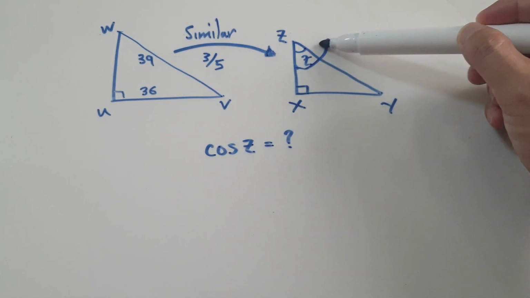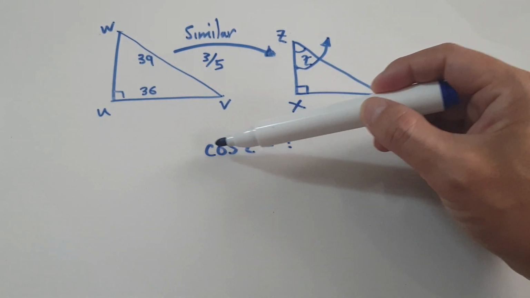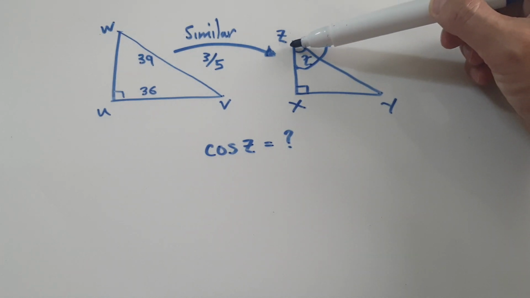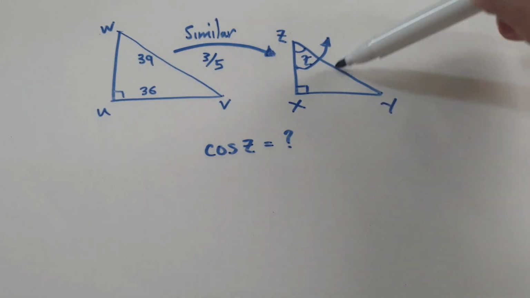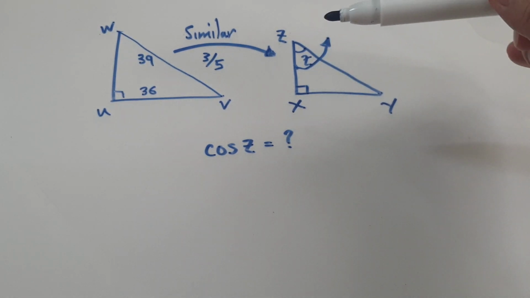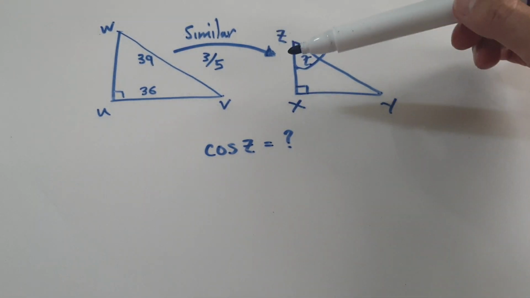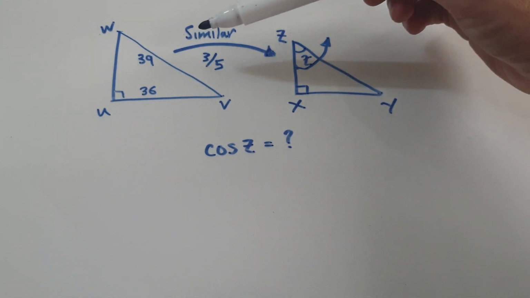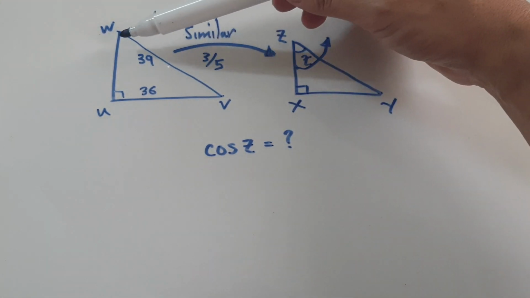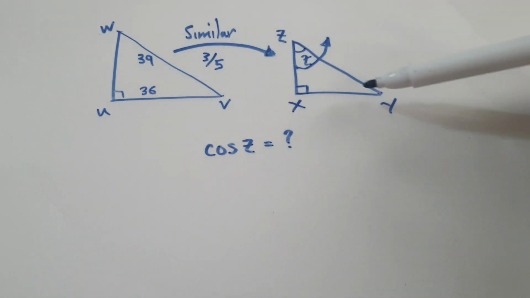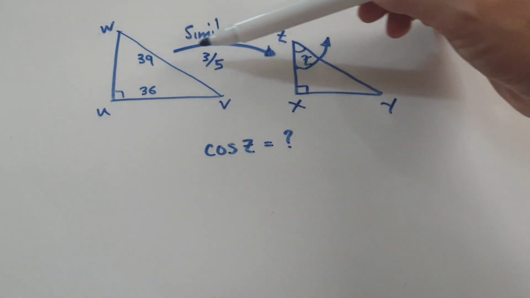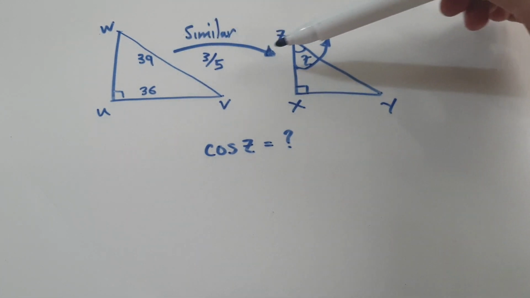So really you want to know this value here, cos of z. So ultimately you want to get this length divided by the hypotenuse of the small triangle. But the thing is, there are some properties of similar triangles that you need to know. When one triangle is similar to another, it means that this angle will be the same as this angle. This angle will be the same as this angle. All the lengths have been reduced to 3/5.